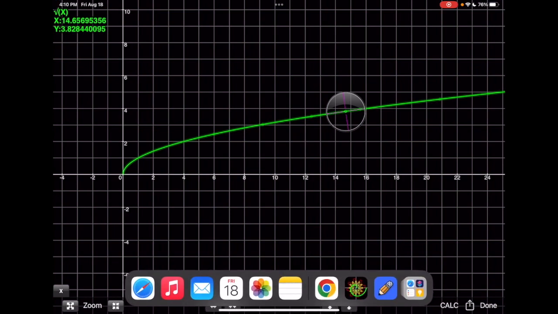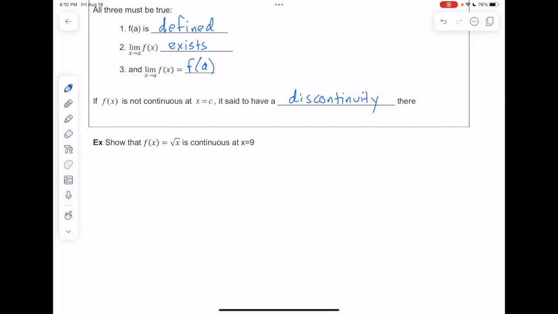Now let's see if it passes the more rigorous test of these steps 1, 2, 3 up above. So let's go ahead and run through those steps. First, let's look at f of 9 and see if that is defined. So f of 9 is the square root of 9, which is equal to 3. So check. It meets that first hurdle.